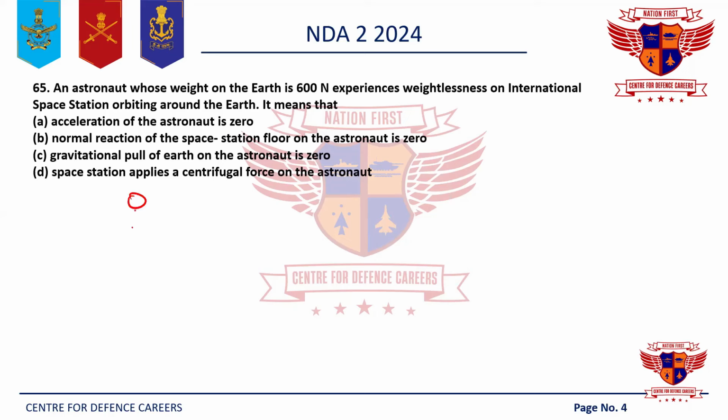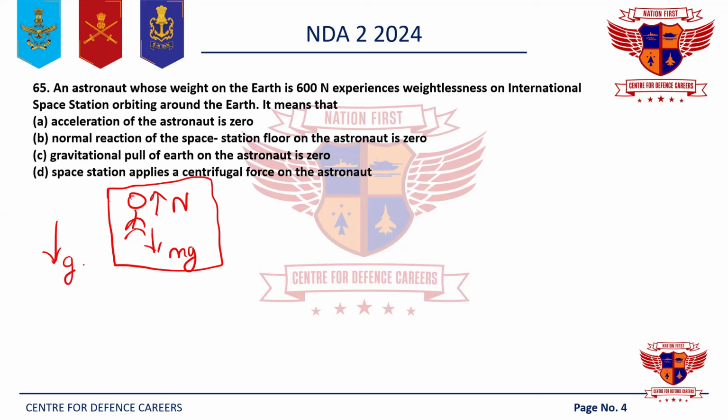So we have an astronaut. Now, the astronaut has some weight, and because of the weight, he exerts a force mg. And from Newton's third law, we know that there is a reaction force from the space shuttle on the astronaut, and that reaction force is N. Now, the astronaut in the space shuttle is freely falling towards the Earth, with acceleration equal to g.